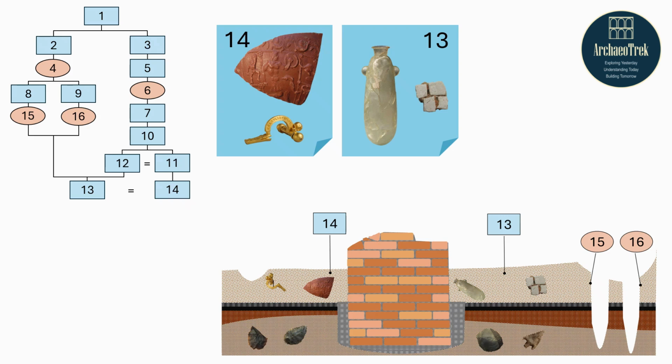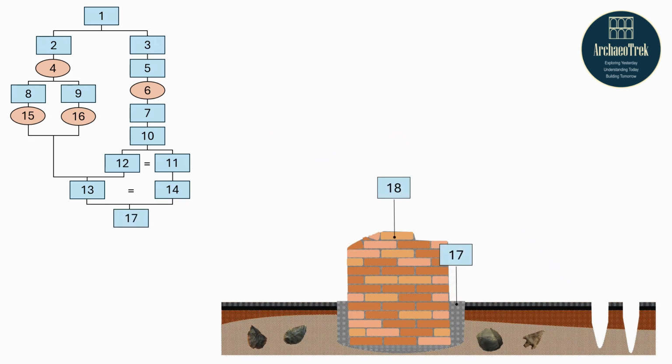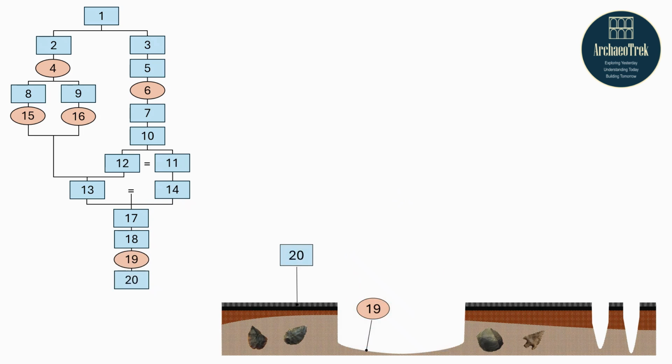Contexts 17 and 18 represent a brick wall and its foundation. As context 17 consists of material deposited after the construction of the wall, it must be recorded and excavated before investigating the wall structure itself. The excavation of the wall reveals the cut of the foundation trench, which is recorded as negative context 19.